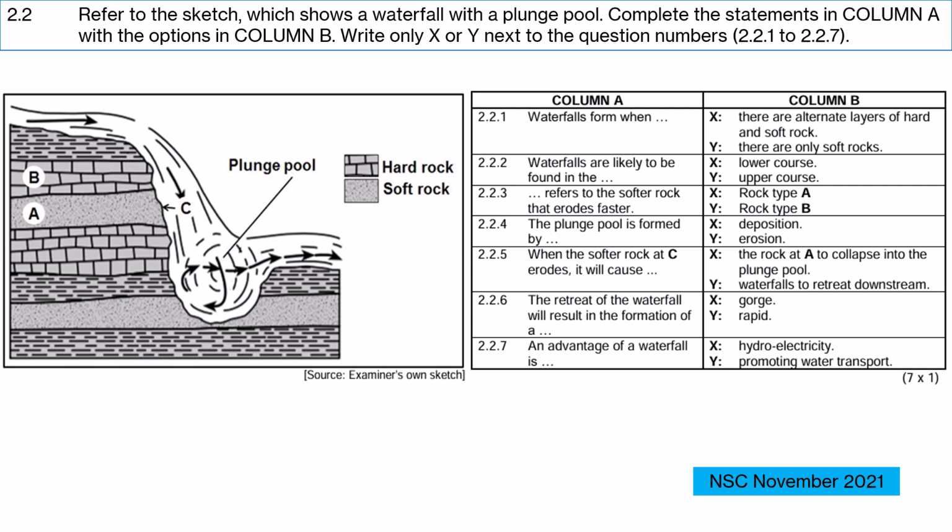2.2.6, the retreat, in other words the moving backwards of the waterfall, will result in the formation of a gorge. Now, a gorge is a long, narrow valley that is created when the waterfall retreats upstream like that. And 2.2.7, an advantage of a waterfall is the generation of hydroelectricity, which is X. In order to generate electricity, the power and the energy generated by the moving water is harnessed.